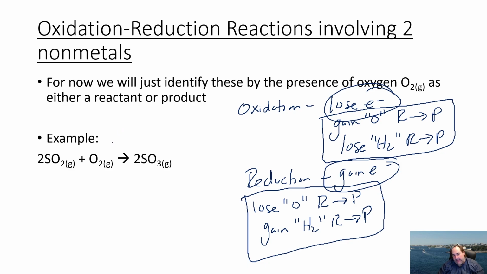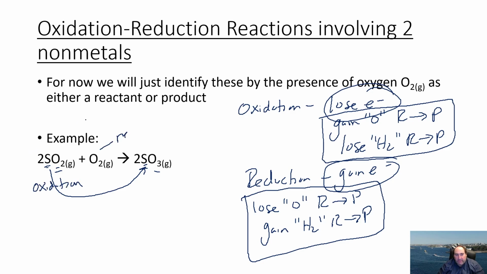But we can look at the oxygen definition here. For example, we have sulfur has 2 oxygens here, and over here gains some oxygen. So the sulfur, as it goes from here to here, has gained oxygen, and that means that it's going through oxidation.